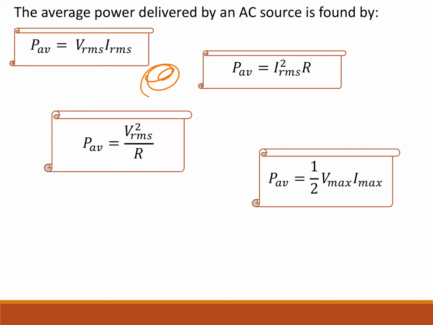Average power would be the two maximums divided by 2. Okay? This one, not given to you at all. All right, so let's look at a quick example.